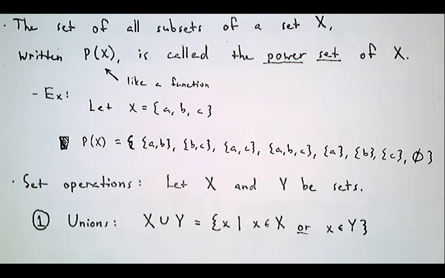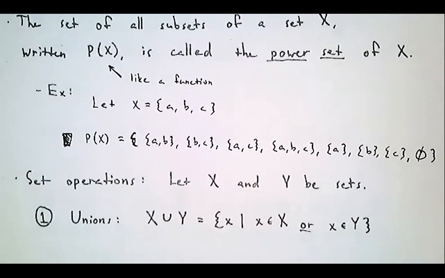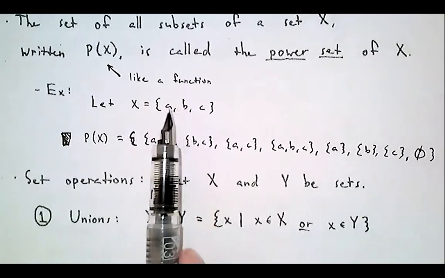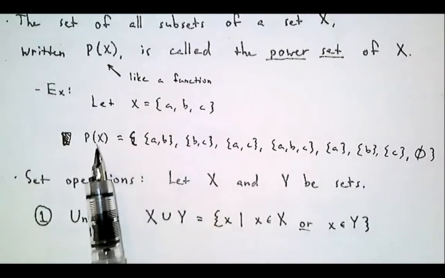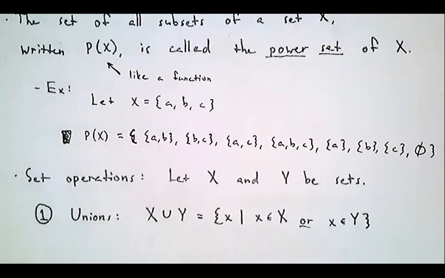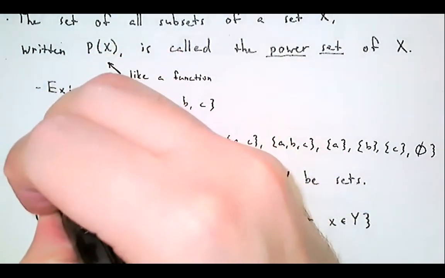Eight. There's 8. Good. The reason why I'm asking is that there's an important relationship between the number of elements in a set and the number of subsets. And let me just go ahead and tell you what that is.